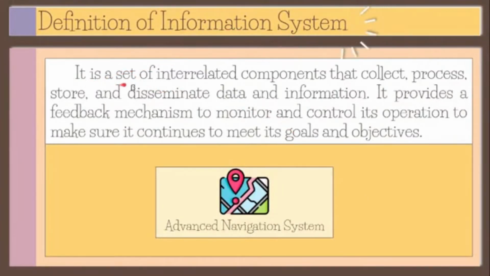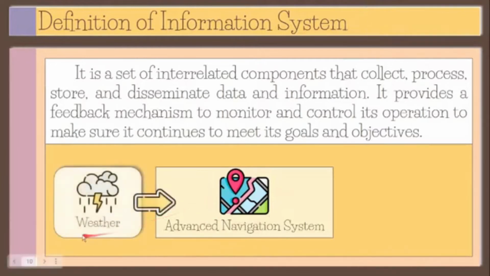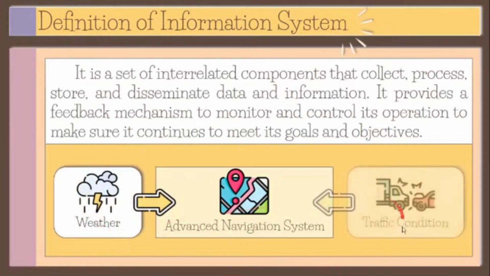At this point, let us define the term information system. It is described as a set of interrelated components that collect, process, store, and disseminate data and information. It provides a feedback mechanism to monitor and control its operation to make sure it continues to meet its goals and objectives. For example, an advanced navigation system gives information that guides you to your destination. It also incorporates information about the latest weather and traffic conditions to help you avoid congestion and traffic delays.